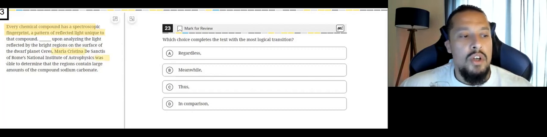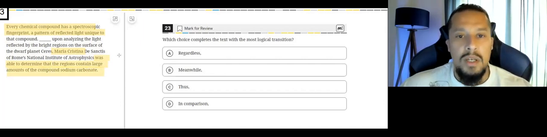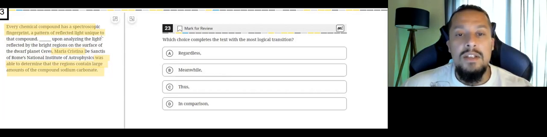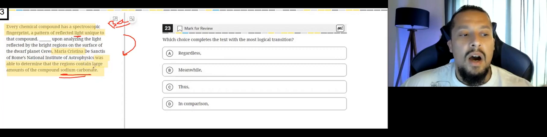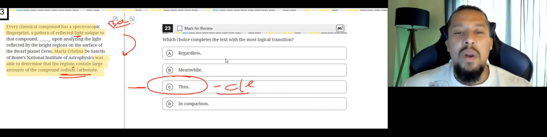What did Maria do? She was able to determine that regions contain large amounts, because transitions connect ideas to ideas. And so your focus when you're connecting ideas needs to be on the independent ideas. And so because of this unique pattern, Maria was able to identify regions that contain carbonate. So here we're going to say thus because we have a cause and effect relation.